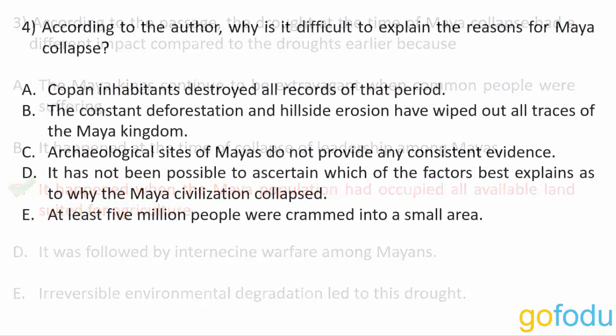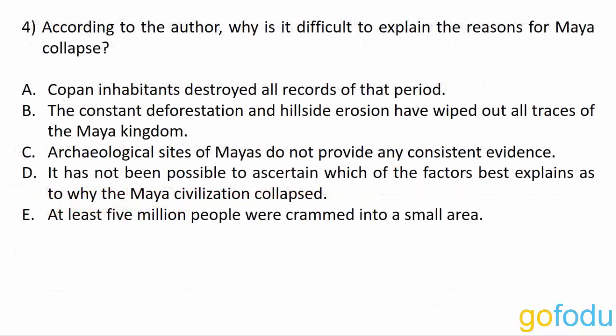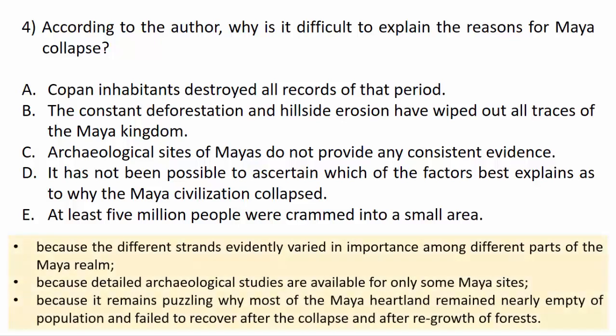Fourth question. According to the author, why is it difficult to explain the reasons for Maya collapse? This is mentioned in the first paragraph. We even wrote it in our diagram. Archaeologists disagreed and there were three reasons for the disagreement. We didn't write the reasons in the flowchart, but we know where to look for them. These are the exact lines from the first para.